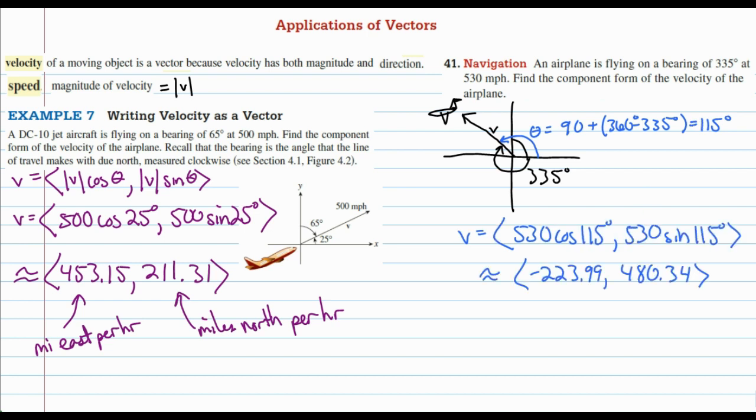And then when I plug those values into my calculator, I get the vector negative 223.99, comma 480.34, which means that the plane every hour is flying 223.99 miles west, because that is a negative value, and then 480.34 miles north.